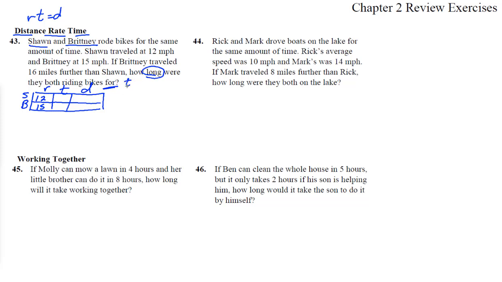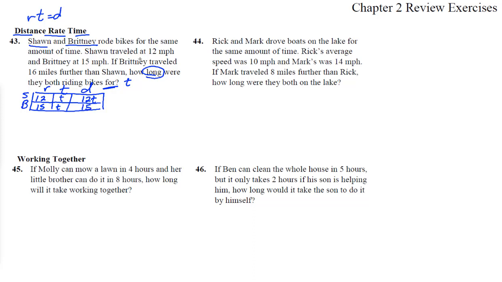So let's read through it again and see how that will help us. We pick our variable based on that. Even though this traveled further, somebody might say, oh, there's a distance and a distance plus 16. Not quite yet. Sean and Brittany rode bikes for the same amount of time. So our variable t is what we're going to put right in here. Now we fill out the table, 12t. This is the distance that Sean rode, and Brittany is 15t.